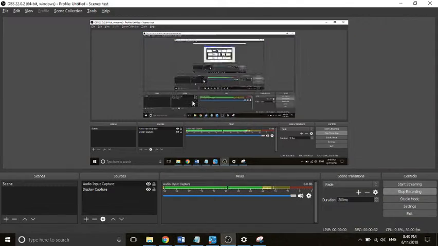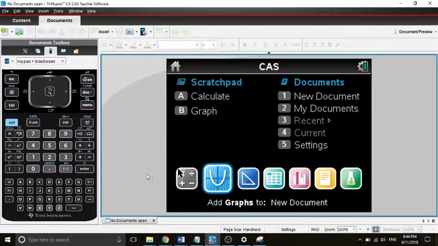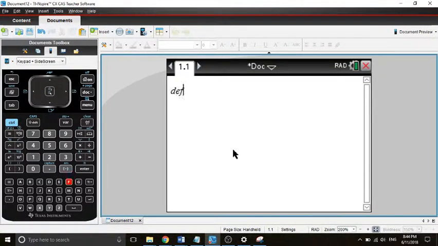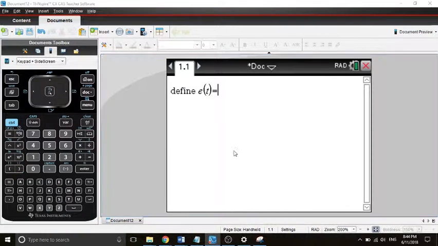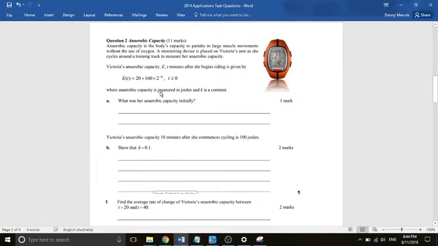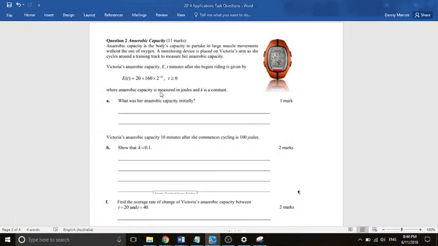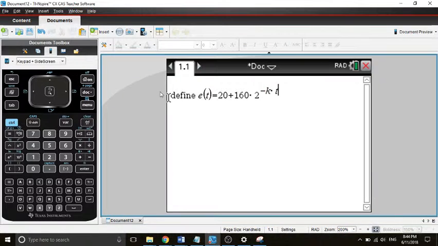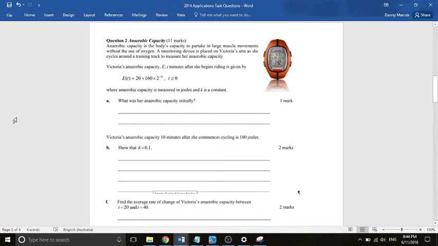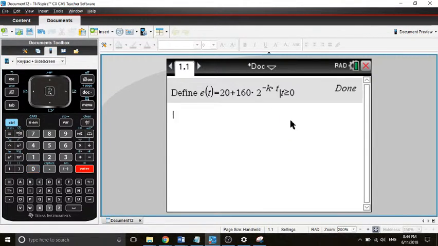So over here, where's Kaz? Here's Kaz. I'm going to say define E of t equals 20 plus 160 times 2 to the power of negative k times t. I'm going to put in our times there, given that t is equal to or greater than 0. That's what we've got there.